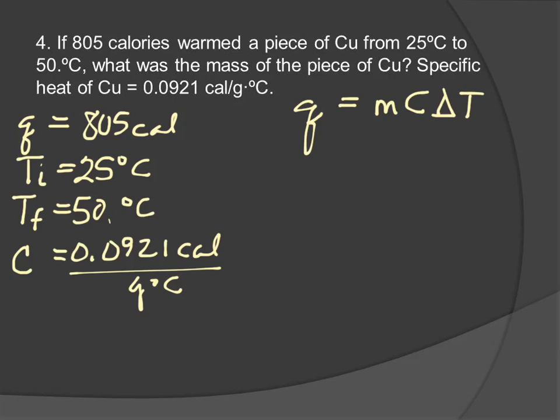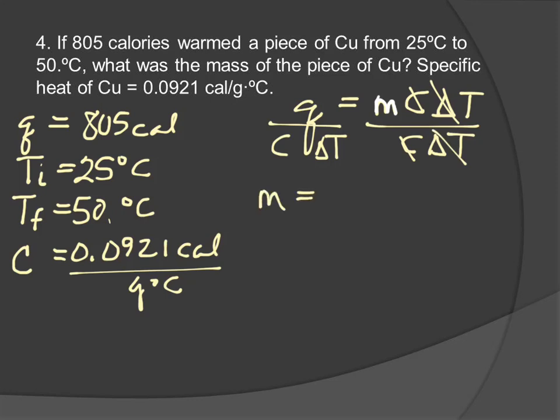What are we solving for? Mass. The question says, what was the mass? So we want mass. We're going to rearrange the equation to get the m by itself. Well, it's multiplied by c delta t, so we want to divide by c delta t. We're going to do that on both sides. The c's cancel out, the delta t's cancel out. So m equals q over c delta t.